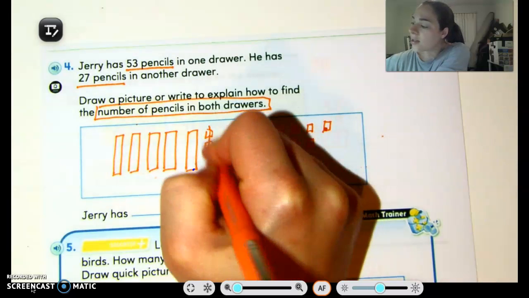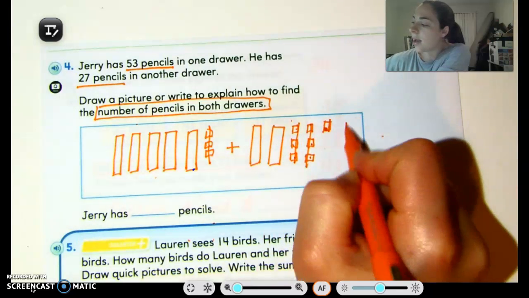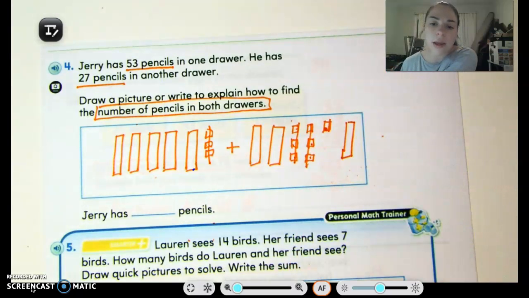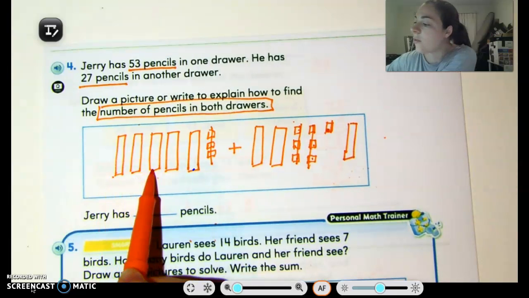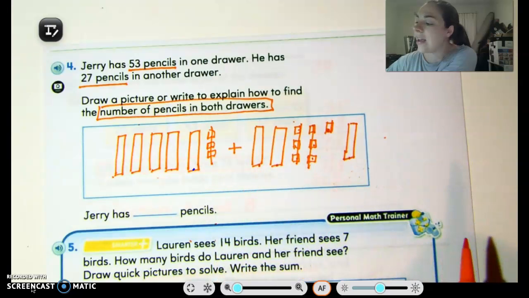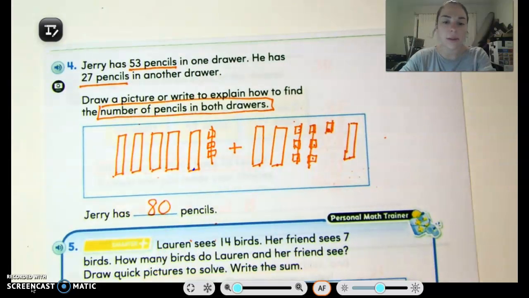So I'm going to cross these ones out. I'm going to add another 10 over here to show that we can regroup those ones and make them into a 10. So now let's just add our tens. 10, 20, 30, 40, 50, 60, 70, 80. Jerry has 80 pencils. All right.